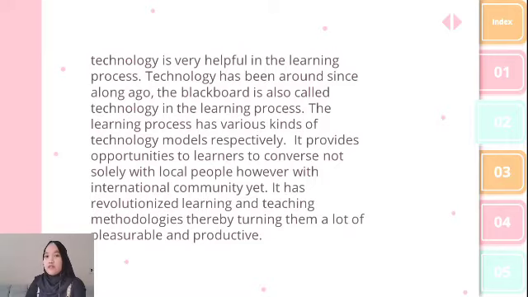Next, technology is very helpful in the learning process. Technology has been around since long ago. The blackboard is also called technology in the learning process. The learning process has various kinds of technology models respectively. Why is technology important to EFL classroom learning? Because in aligning the learning process with technology, it will make it easier for students and teachers to carry out teaching and learning programs. Some of the reasons why technology is important is that today's children grow up with technology.